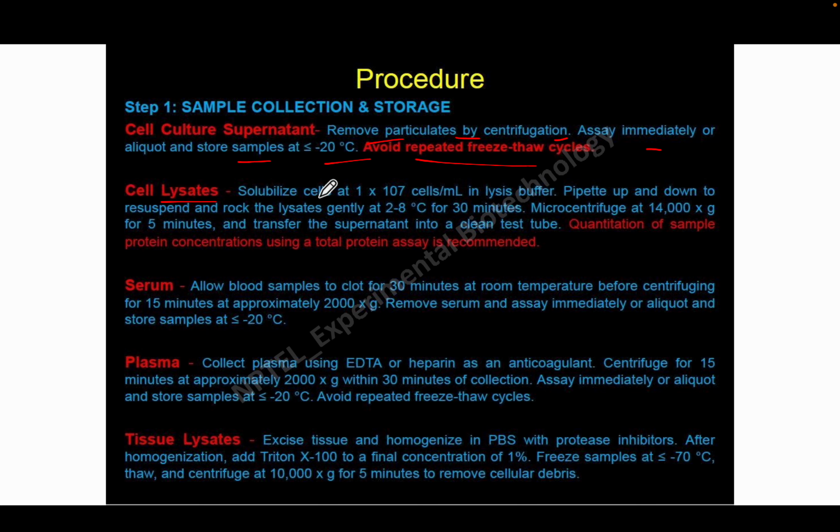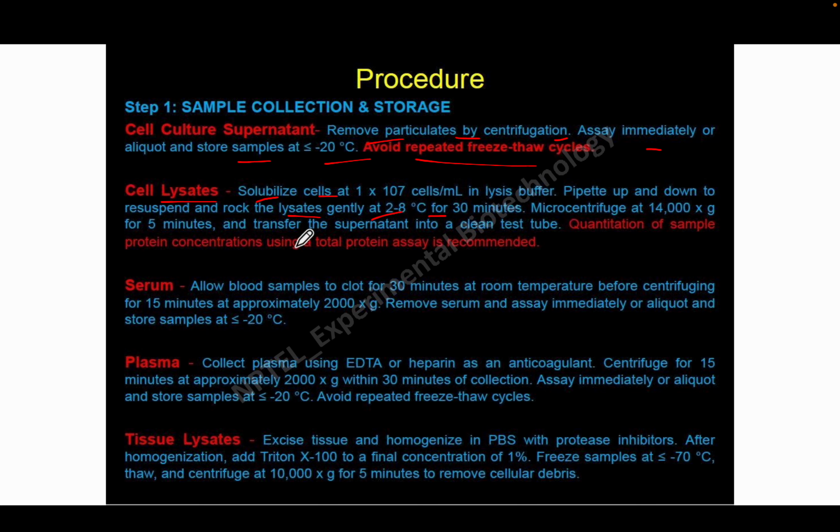Now for cell lysates, what do you do? You have to solubilize cells in a lysis buffer, pipette up and down to resuspend, then rock the lysates gently at 2 to 4 degrees Celsius for 30 minutes, microcentrifuge at 15,000 g for 5 minutes, and transfer the supernatant into a clean test tube.